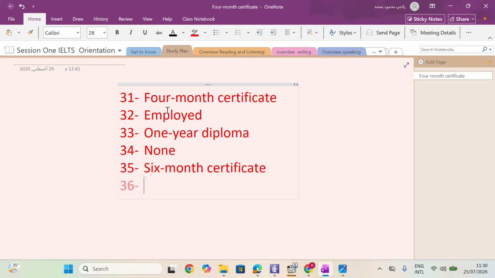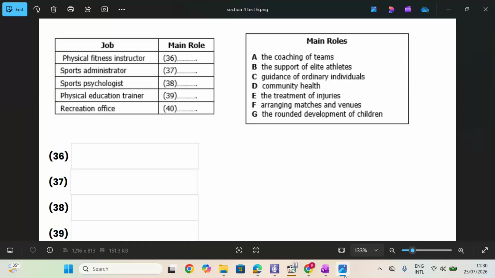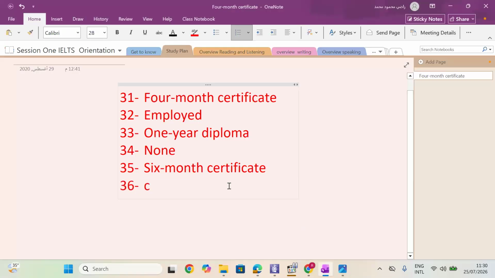For the main role of the physical fitness instructor, which letter was that? I think it was the one for the guidance over individuals. The guidance over general individuals. Letter C.